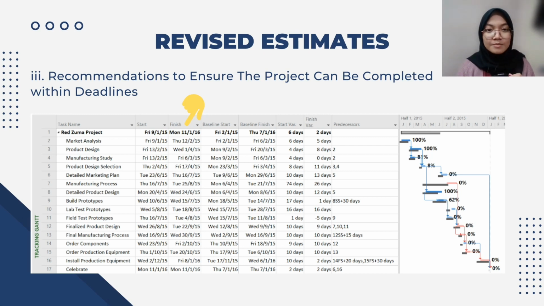Other than that, the sensible first action is to postpone the celebration until after the Las Vegas show. Other alternatives include arranging overtime by working longer hours or working on weekends. In any situation, care should be taken to ensure that quality and safety are not affected. Additionally, resources might be added to shorten the length of the core activities.